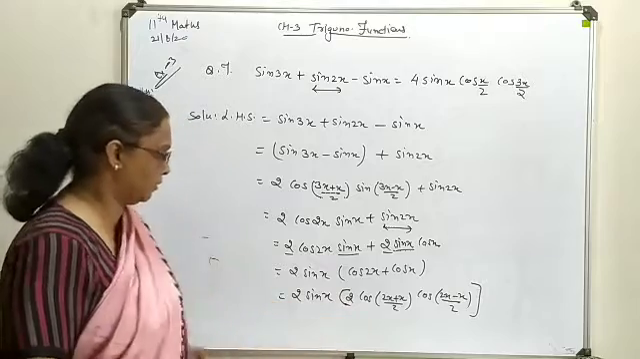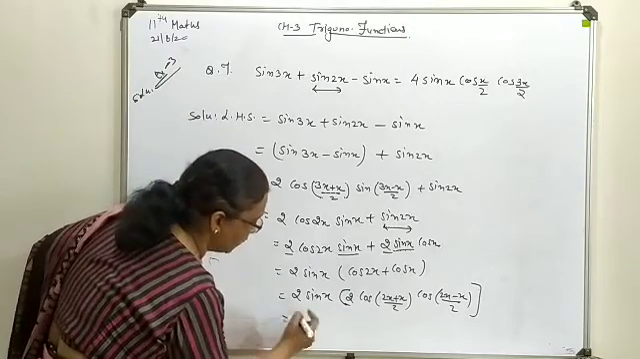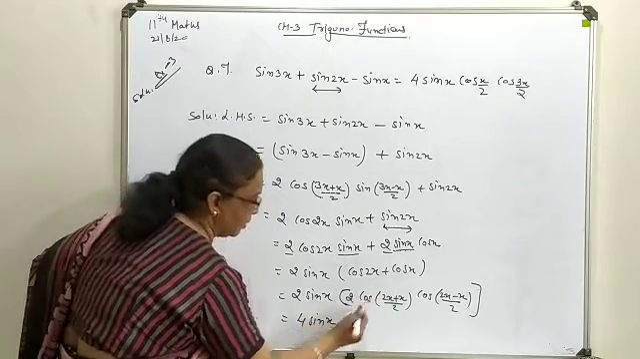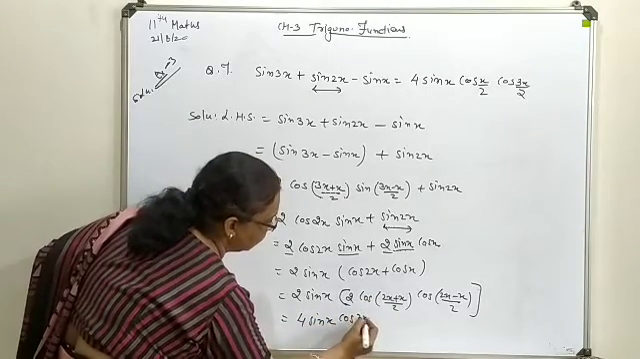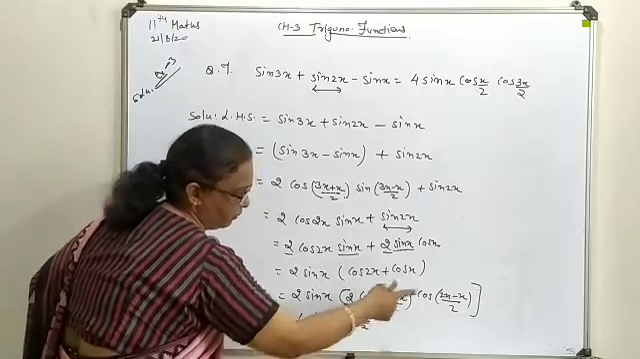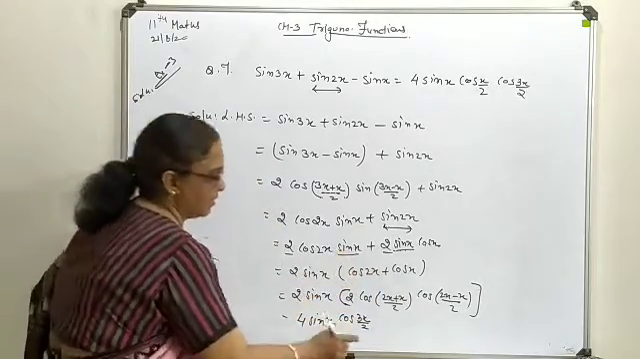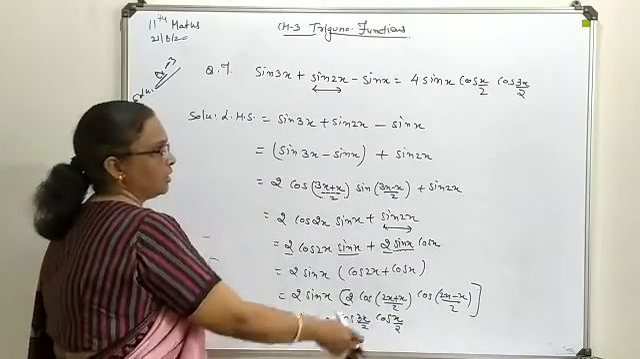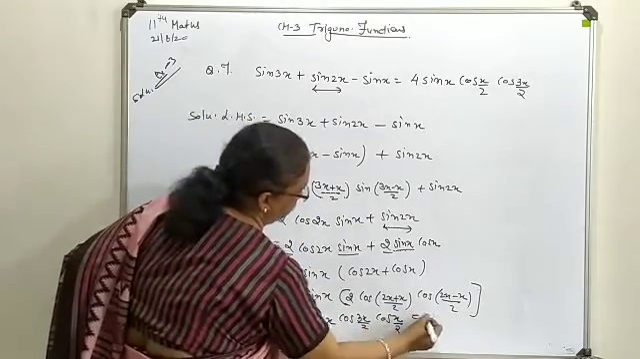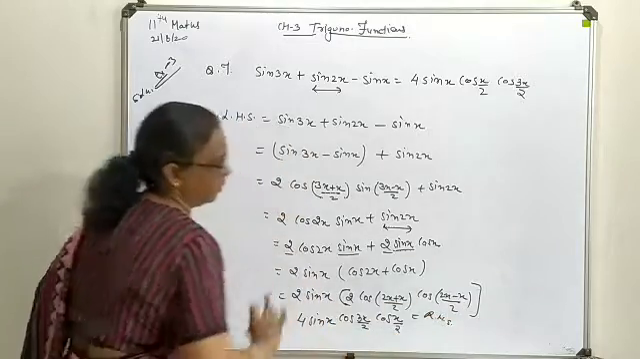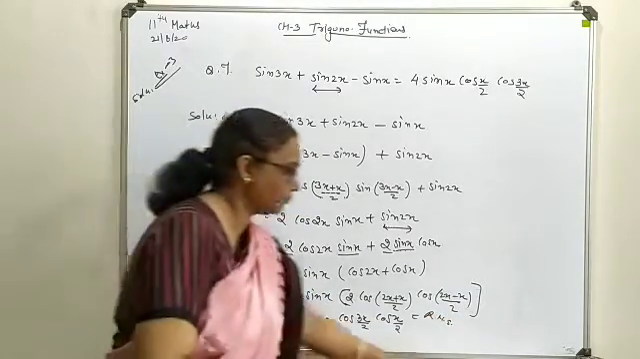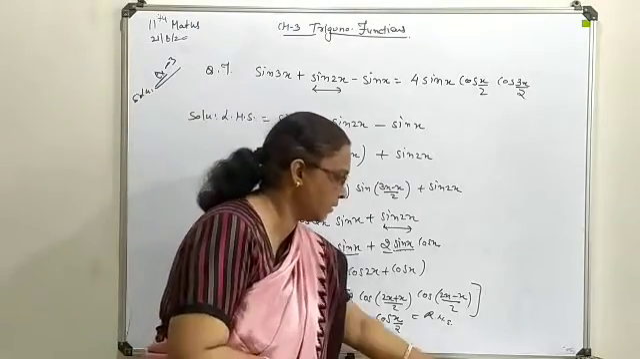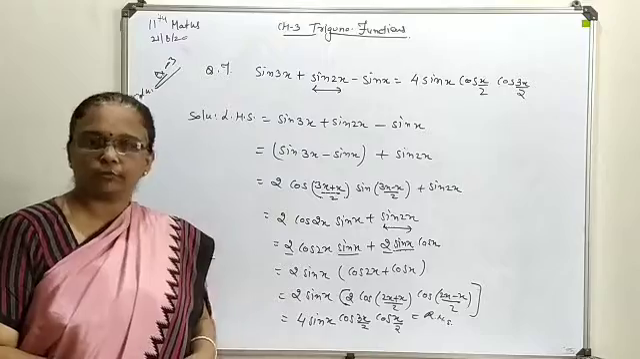Now let's sort it out. This 2 and 2 will give you 4 sin x. This is cos 3x upon 2, no scope for cancellation. 2x minus x means x only. So this is cos x by 2. This way you can find your required answer form. So this is all about the solution of your miscellaneous exercise based on the formula.